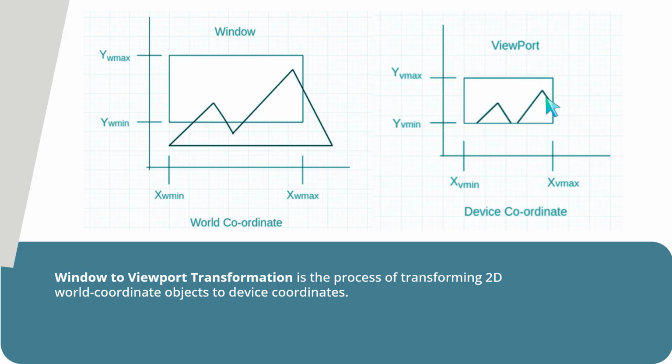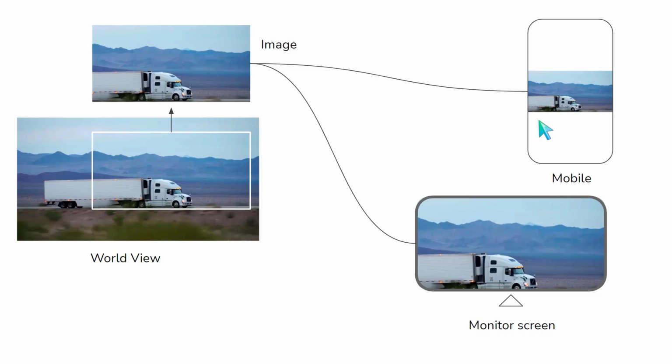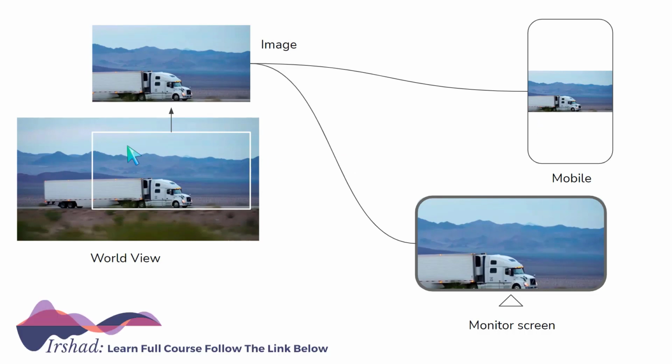Similarly, we can give reference to the viewport using the device coordinates: y minimum of the viewport, y maximum of the viewport, x minimum of the viewport, and x maximum of the viewport. These four vertices are enough to define the rectangle and to define a window or viewport. So let's proceed further.